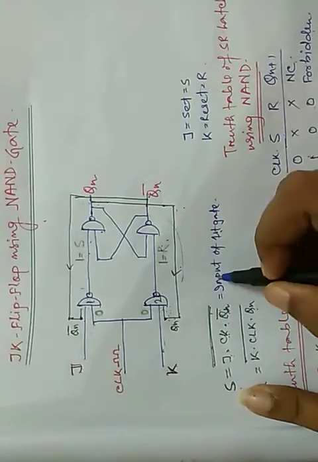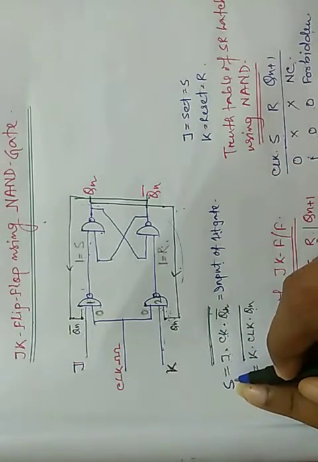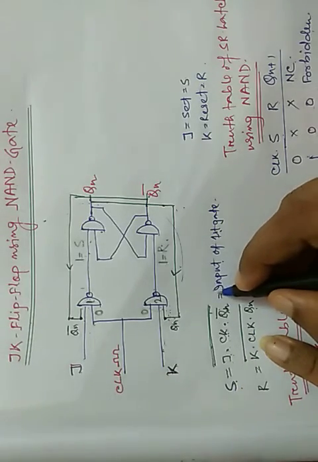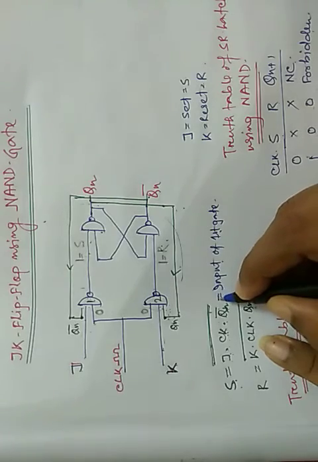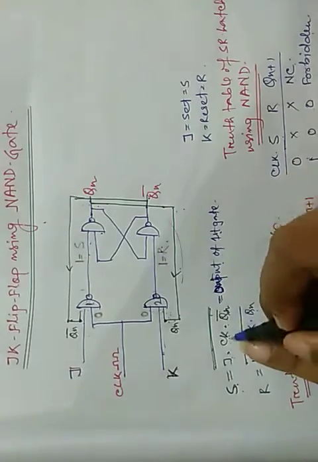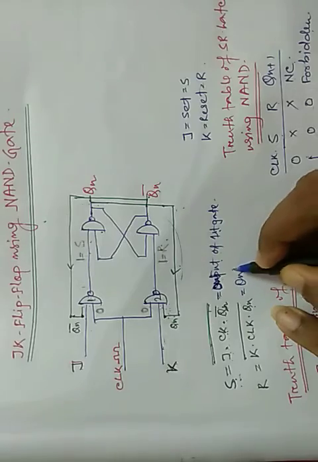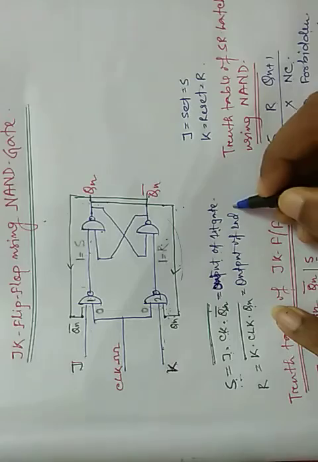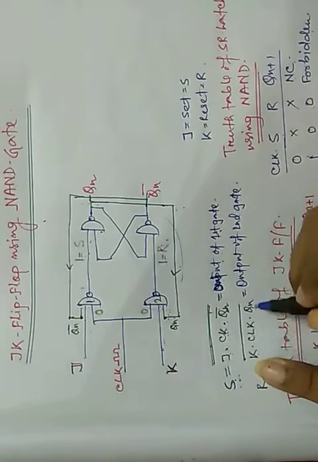Okay, this is the input, and this gives the value of S as an output. And here, we can write output, because the output of the first gate goes as an input of S. Here also, the output of the second gate, K clock Qn bar.